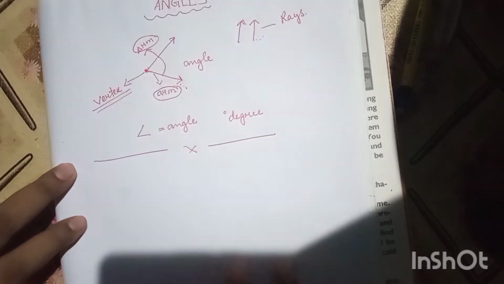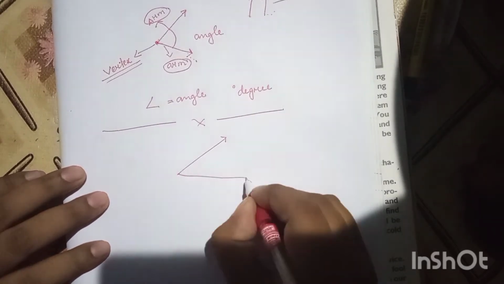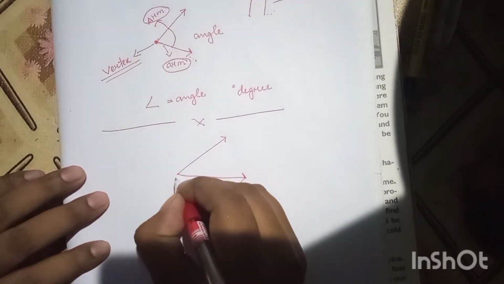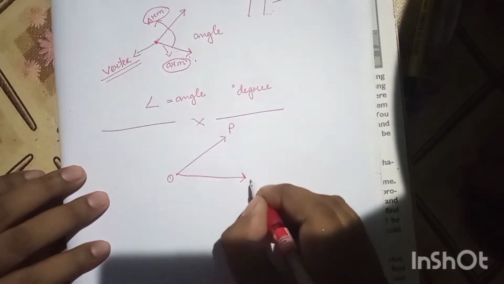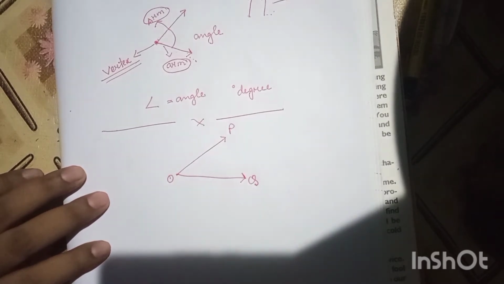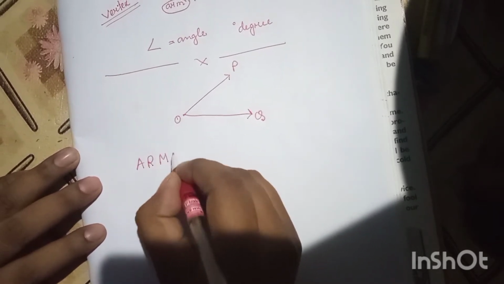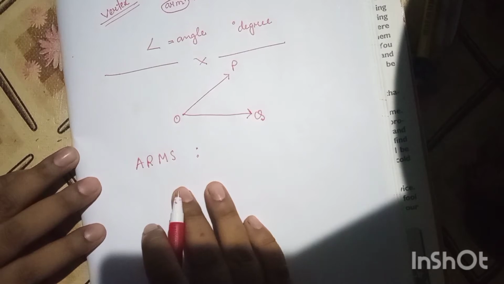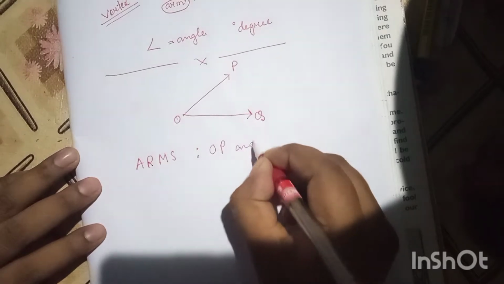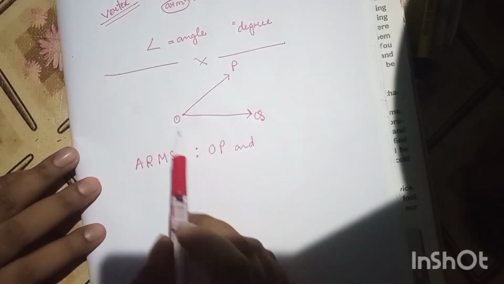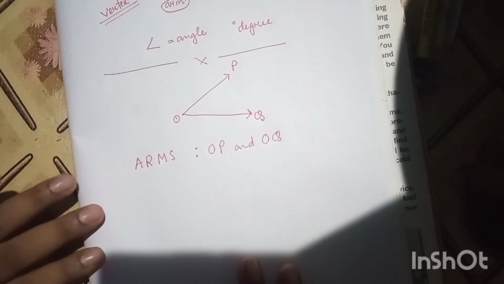Now let us understand this with an example. So let us draw an angle. So this is an angle and we will name this angle P O Q. If you need to write the arms, what are the arms of this? Name the arms. Here we have two arms. One is OP and the other arm is OQ. So this is how we can name the arms.